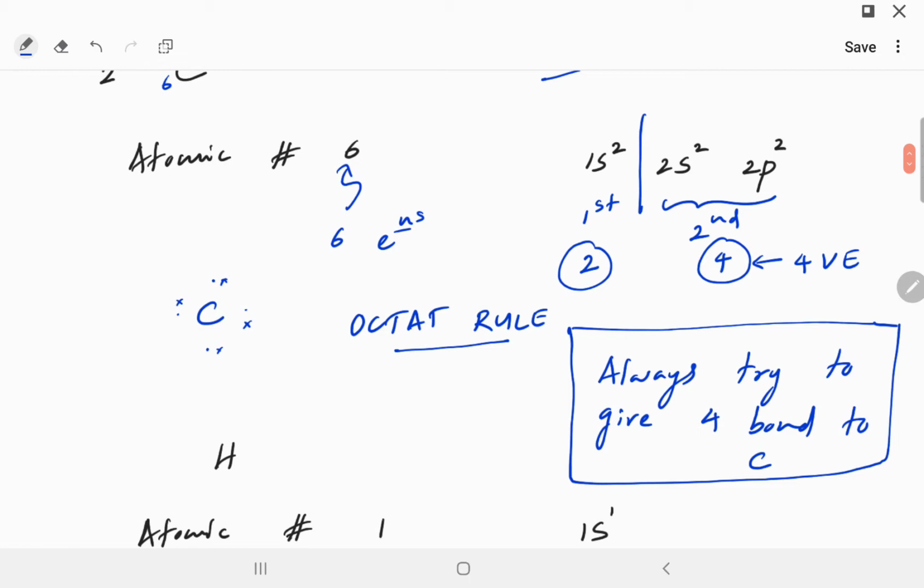Or in other words, let's say X is a noble gas. Noble gases always have 8 valence electrons, so they are very stable. That is why we call them noble gases, right? So if carbon wants to reach the electron configuration of the noble gases, then it needs 8 electrons. So how do you get to 8 electrons?